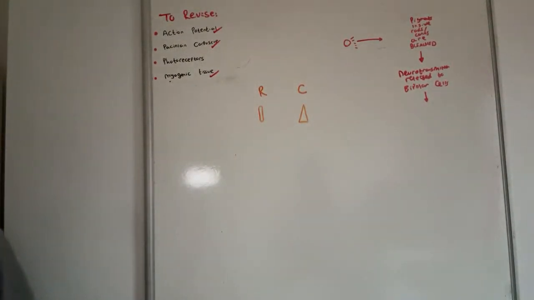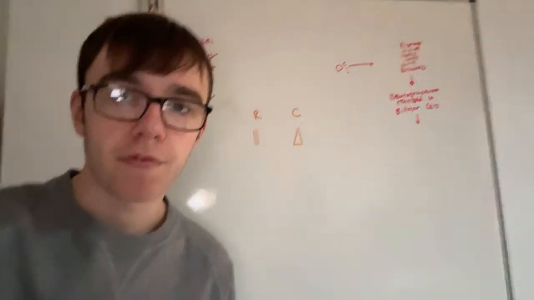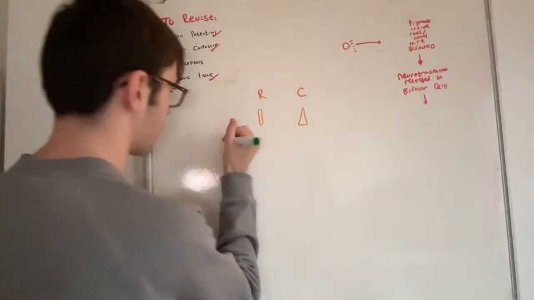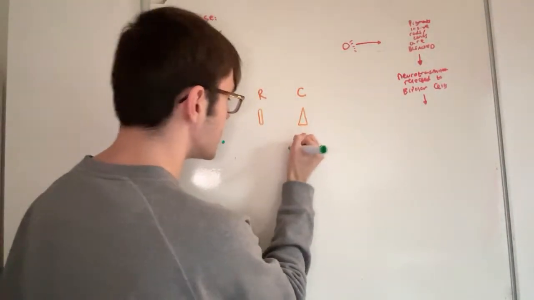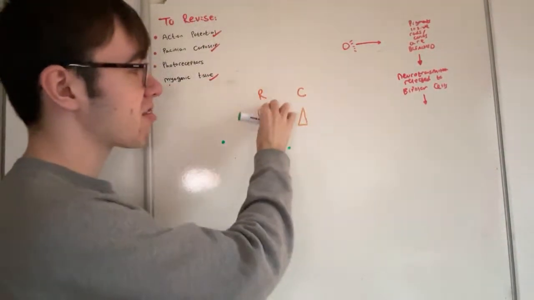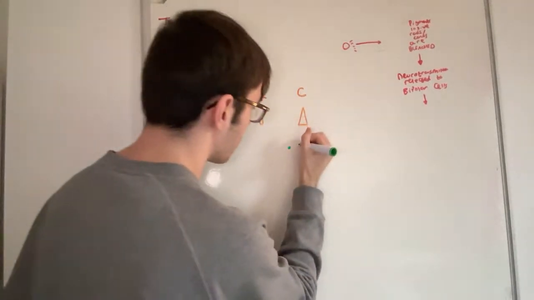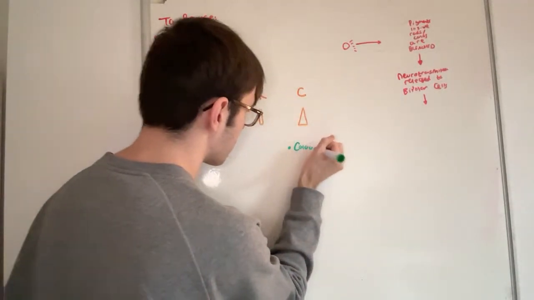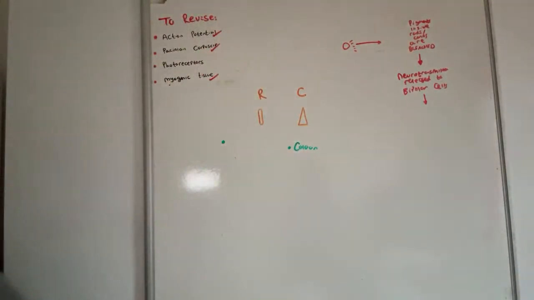So, let's compare them now, and we'll get back to that later. Rods and cones. The first thing, and the easiest thing to remember, is RC: cones are for colour. And rods are not.